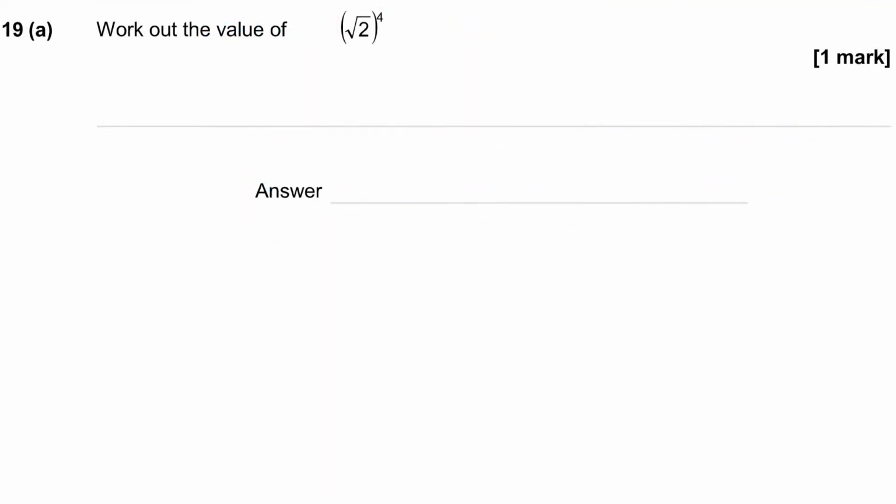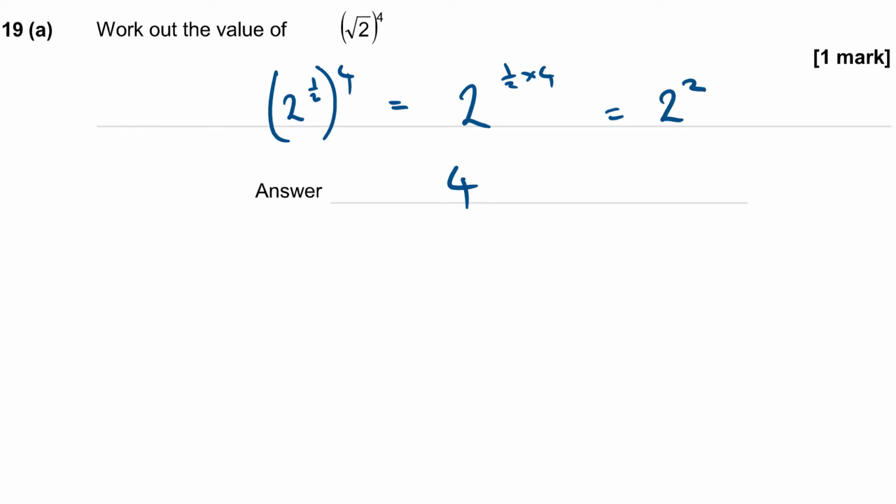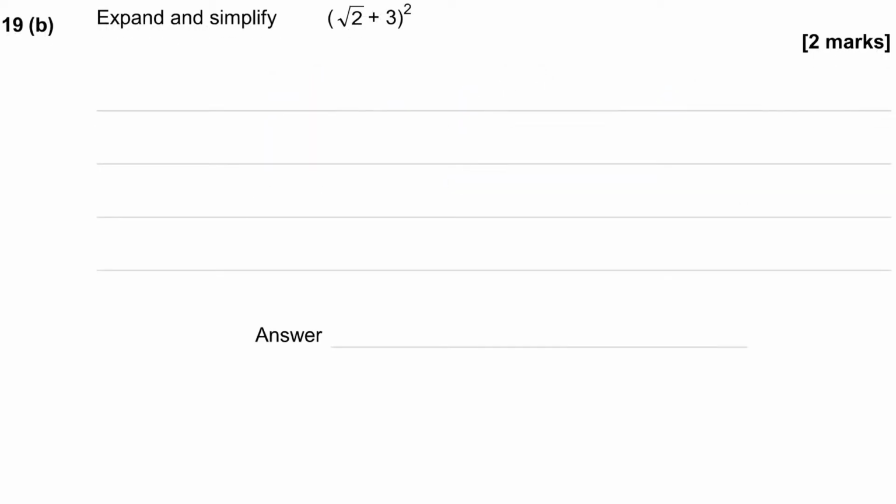Work out the value of root 2 to the power of 4. Well, root 2 is the same as 2 to the power of a half. So I've got 2 to the power of half raised to the power of 4. Now when I've got an index of an index like that, we multiply the indices together. So it's 2 to the power of half times 4, which is 2 to the power of 2, which works out to be 4.